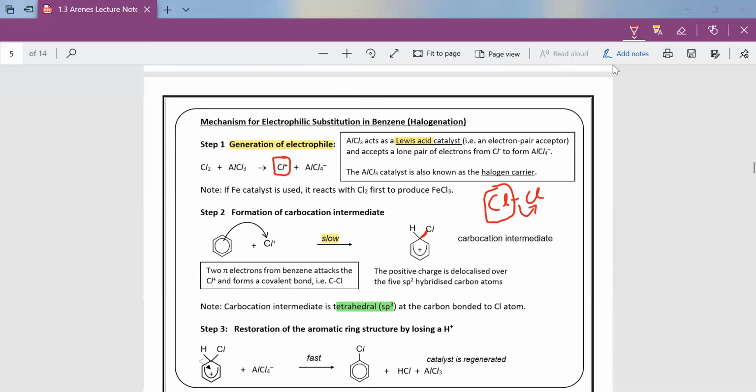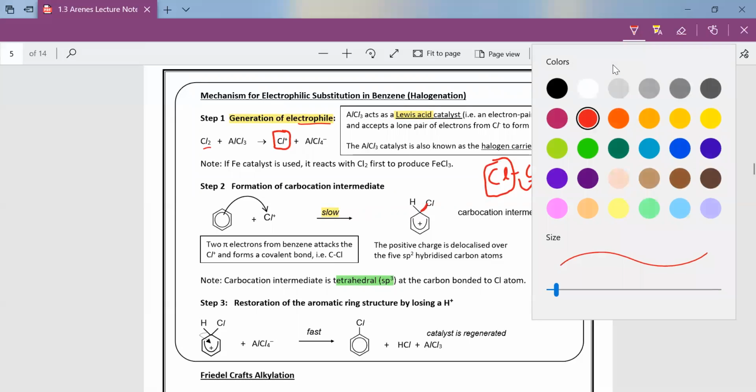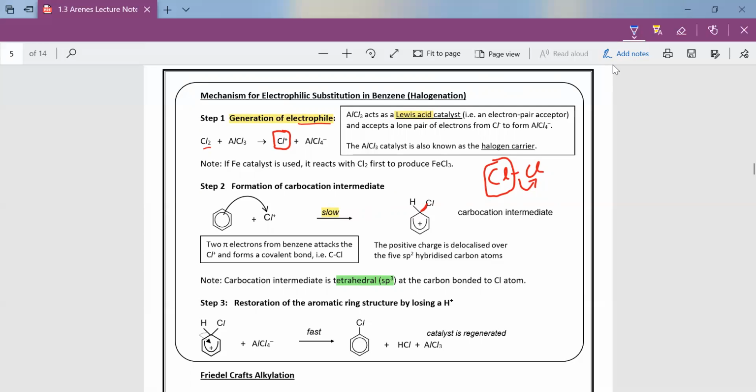For the mechanism, the first step is to generate the electrophile. You can see that for the chlorine, the bonding pair of electrons goes onto one chlorine, and that Cl minus goes onto your Lewis acid. That leaves you with your electrophile, which is Cl+.